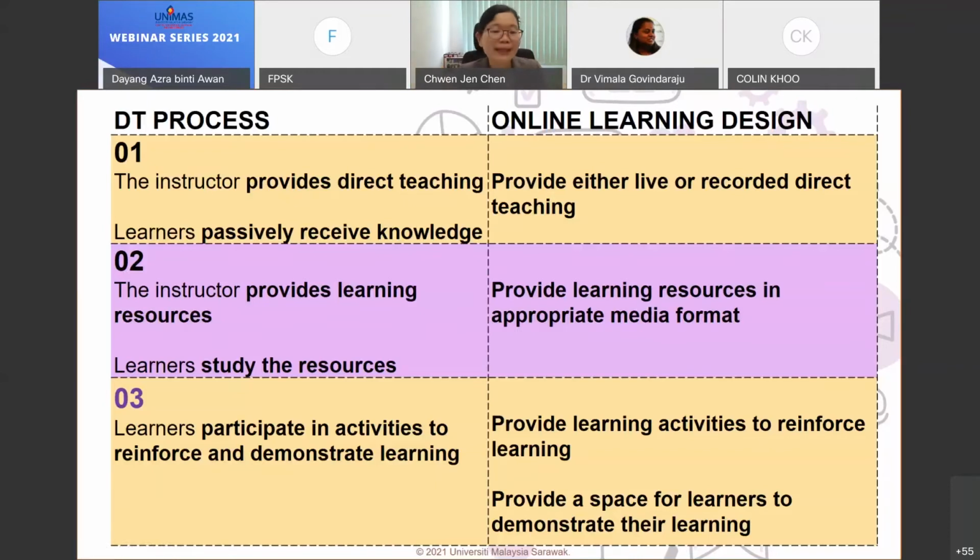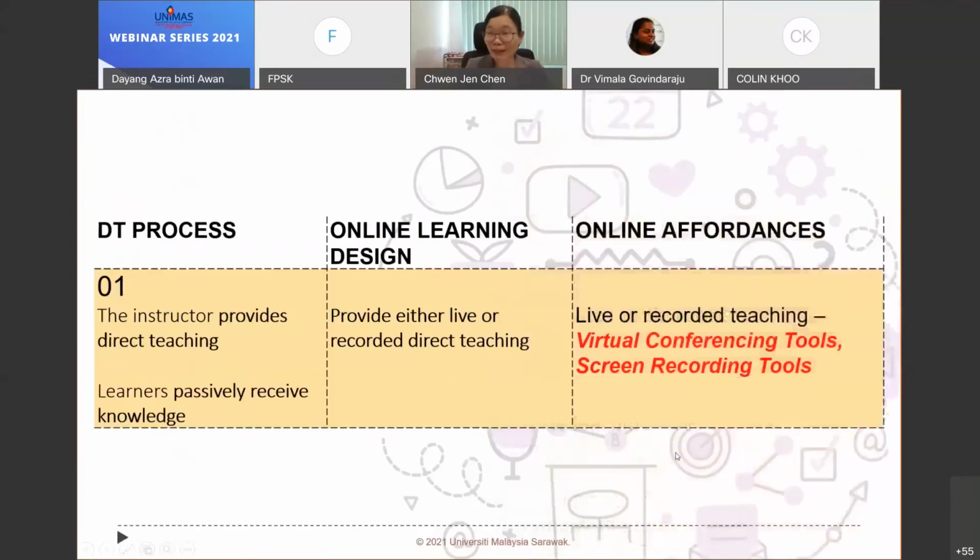Then learners participate in activities to reinforce their learning and also to demonstrate their learning. So I have to provide online learning activities to reinforce the learning, and provide a space for learners to demonstrate their learning, right? So that's how I do the mapping. Further, I then need to map with the technological affordances, right? Knowing the design is not enough. I need to know what are the tools that can actually support me.